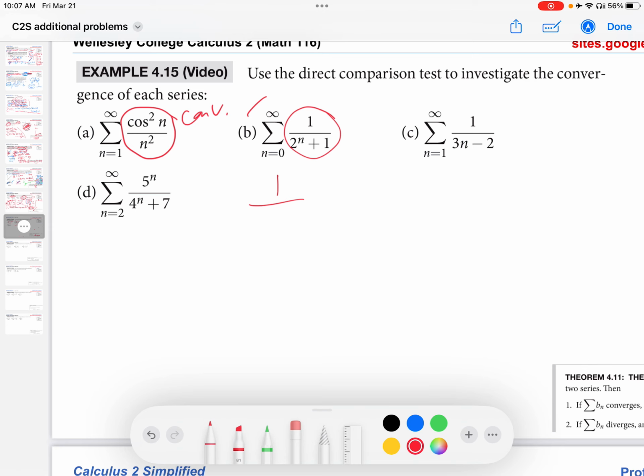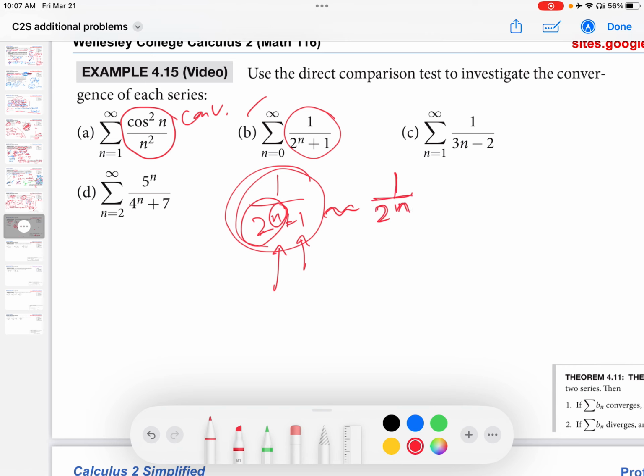I can say, hey, 2 to the n plus 1 reminds me of 2 to the n. Especially when n gets really big, 2 to the n is going to be really, really large compared to 1. So this entire series is going to look increasingly more like 1 over 2 to the n. That's going to be a geometric series with r equals 1/2. And because the absolute value of r is less than 1, it'll be a convergent geometric series.